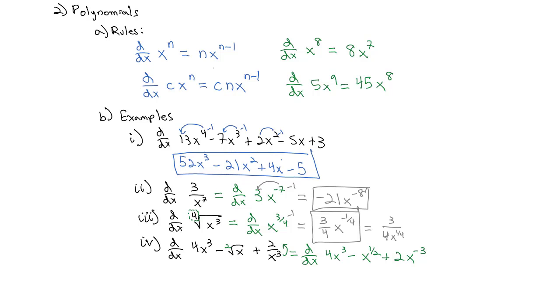Now we're ready to use our polynomial derivative rule. 4 times 3 is 12, x squared, minus 1/2, x to the negative 1/2, minus 2 times 3 is 6, x to the negative 4. Bring that exponent out front and reduce the exponent by 1.